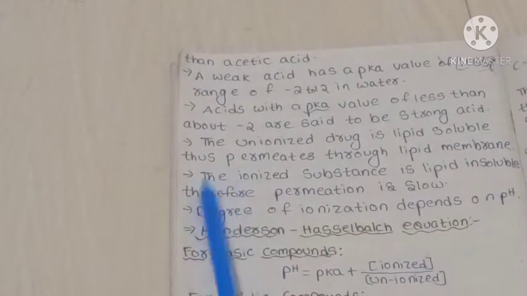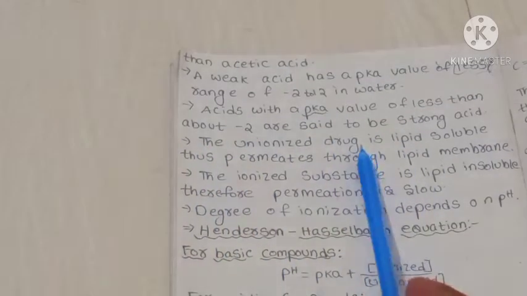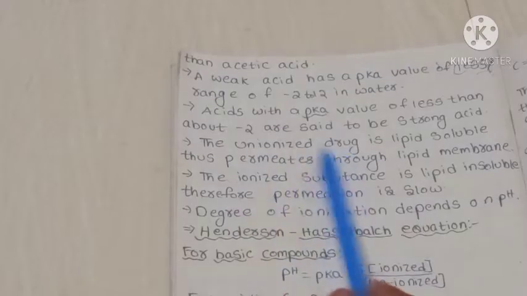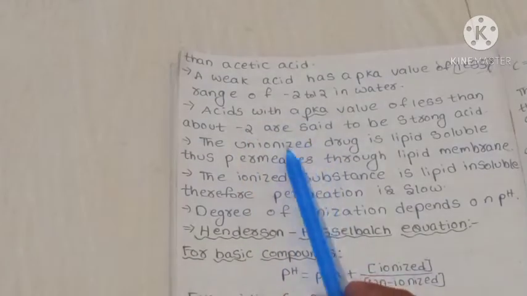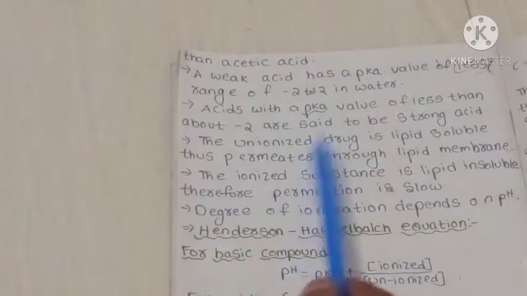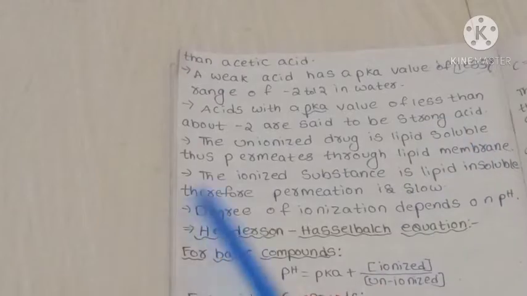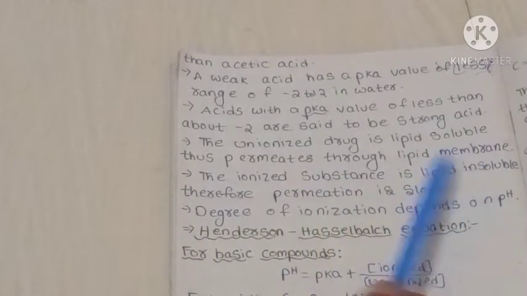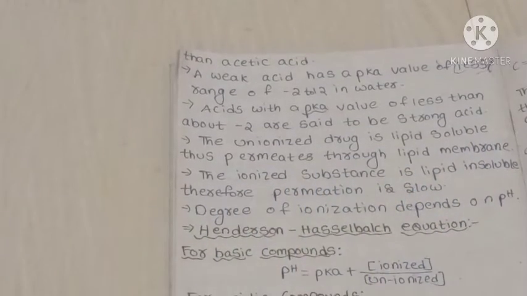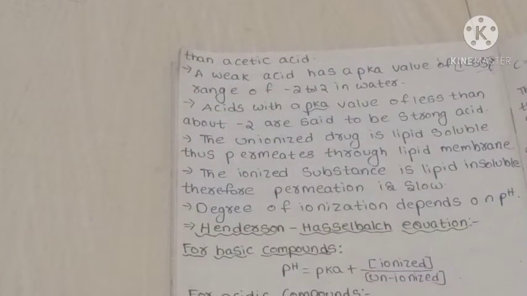Next, remember these points. The unionized drug is lipid soluble. If the drug is in the unionized form, then it is lipid soluble. Since it is lipid soluble, it can easily permeate through the lipid membrane. The ionized substance is lipid insoluble, therefore permeation is very slow. Degree of ionization purely depends on the pH of the substance.